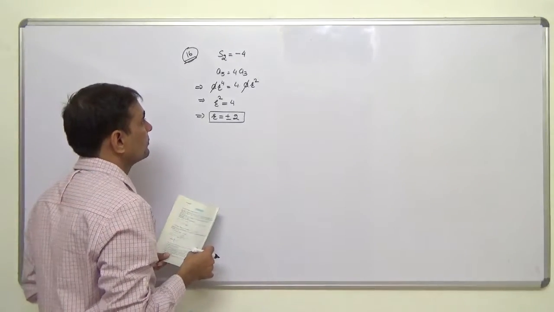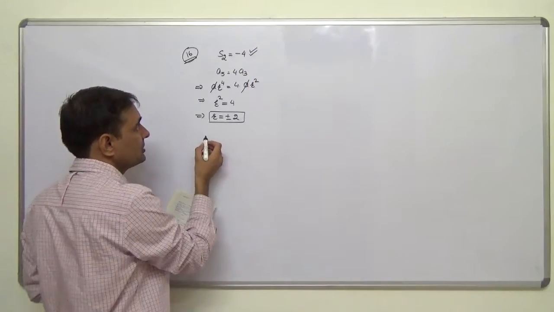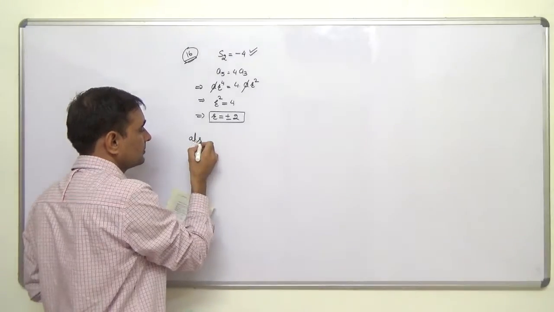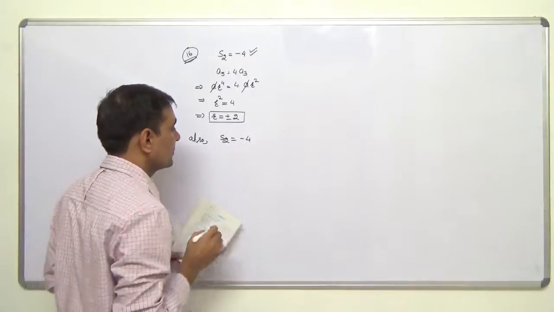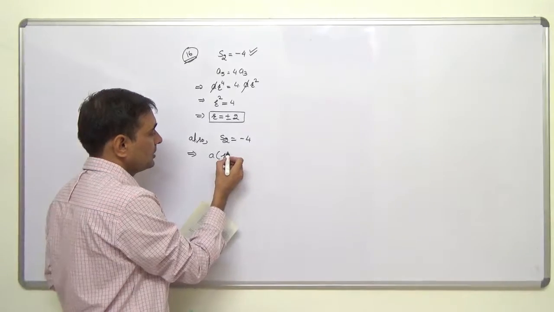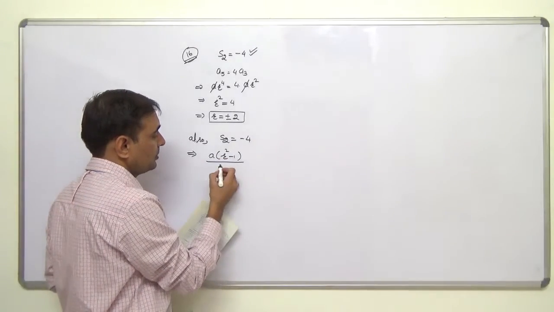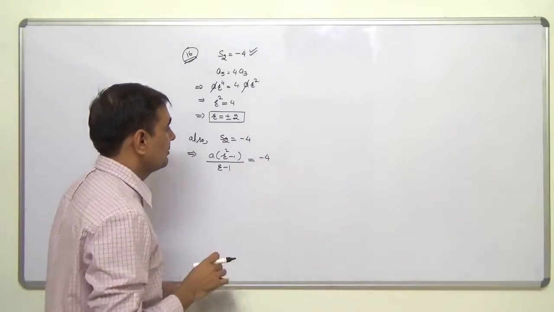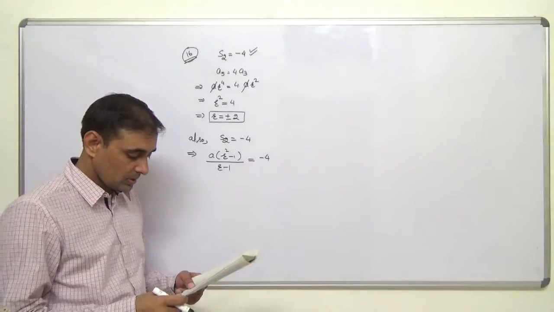नाउ हम इस रिलेशन को यूज कर सकते हैं. S2 इज इक्वल टू -4. ऑल्सो S2 is equal to -4. If S2 is -4, what is S2? A into R square minus 1 upon R minus 1. This is -4. Now what is R? R is either +2 or -2, right?